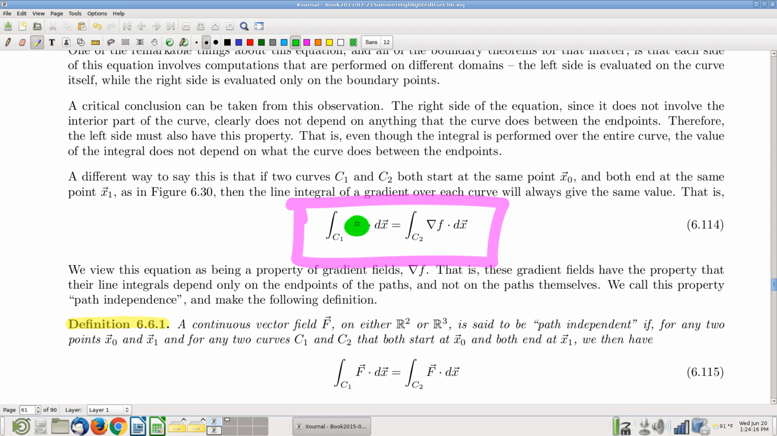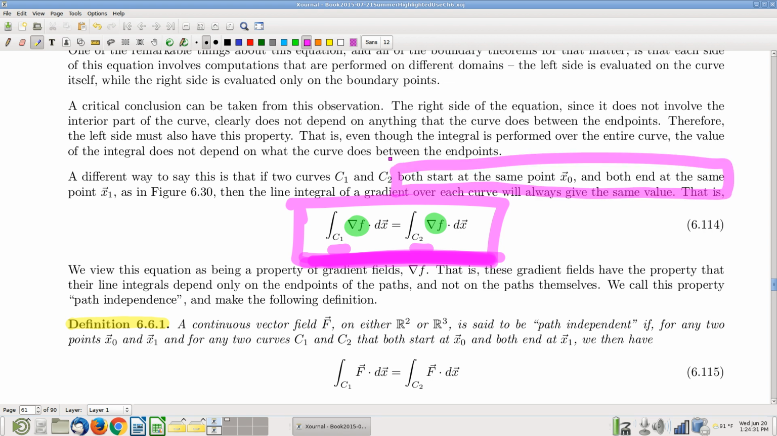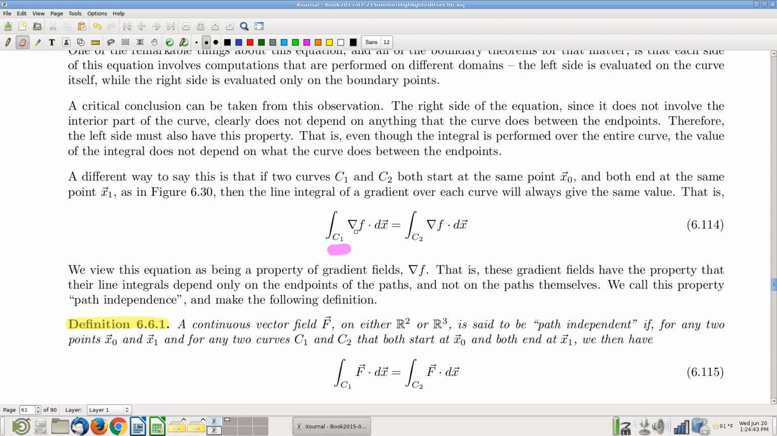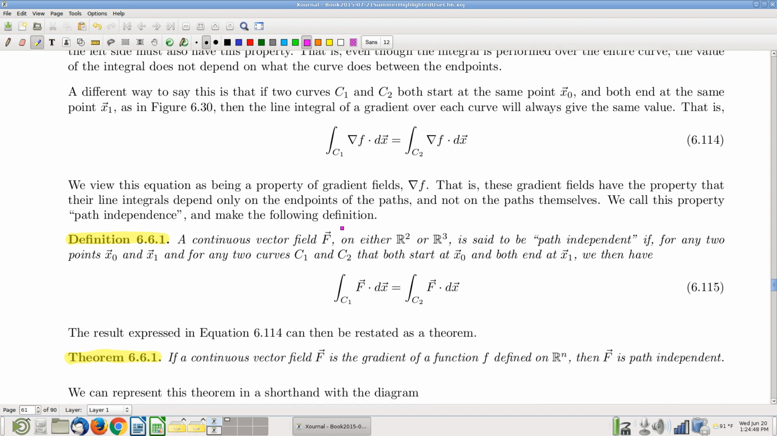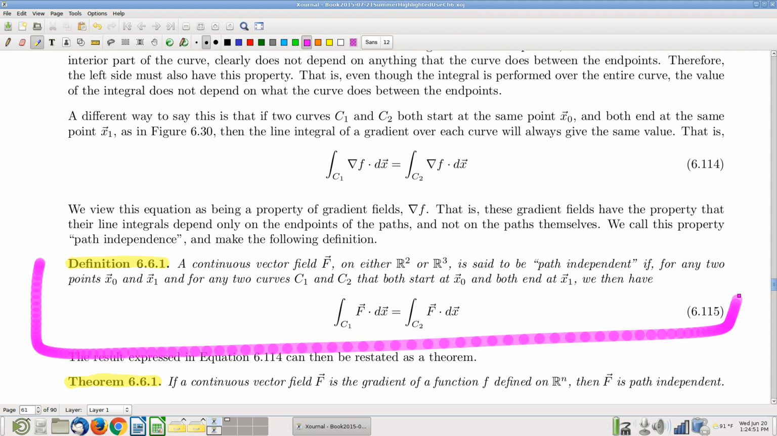Gradient fields have this feature that the value of the line integral doesn't depend on which curve you pick, as long as those curves both start and end at the same points. So, gradient fields are all path independent. When we say that, okay, here's a definition of path independence. I guess I'll do it like this. So here's the definition of path independence.